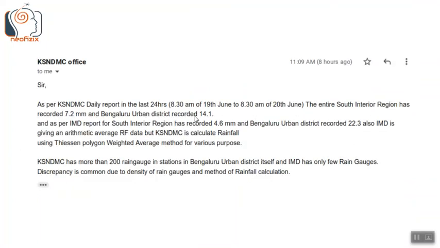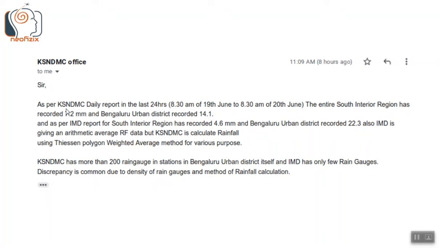In this context, I just want to mention a mail exchange I had with KSNDMC. I had noticed that for the Bangalore range, the two agencies are giving different numbers. Sometimes they differed by quite a number of millimeters. I noticed this around June 18th, and I mailed them to ask about it. I got a response from KSNDMC.